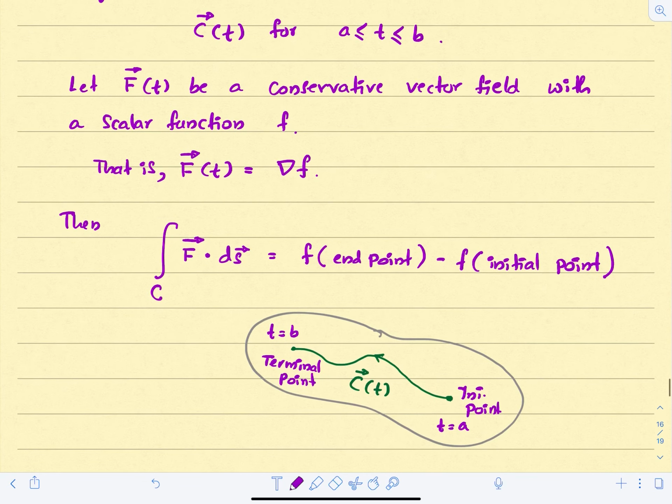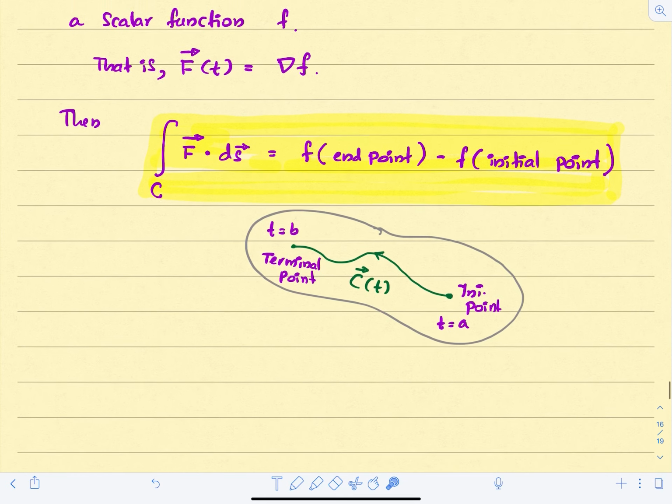So using this theorem, we can evaluate a line integral of a vector field very easily. But in order to use this theorem, first of all, your vector field must be a conservative one, and then you should know what this little f is. If it is a conservative vector field, then we can always find this little f using the technique that we showed earlier.